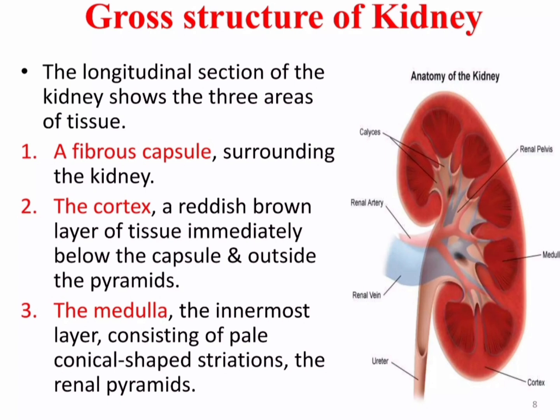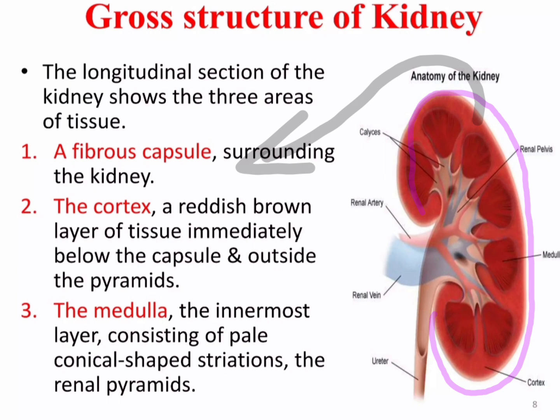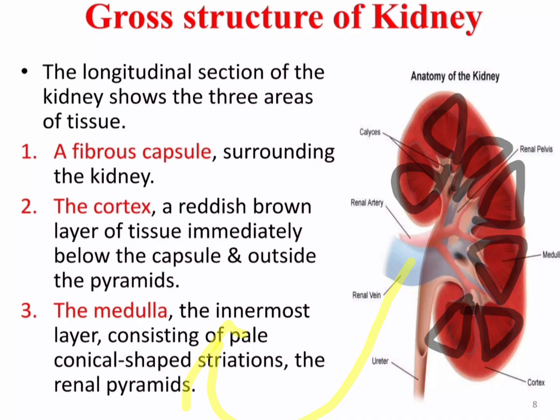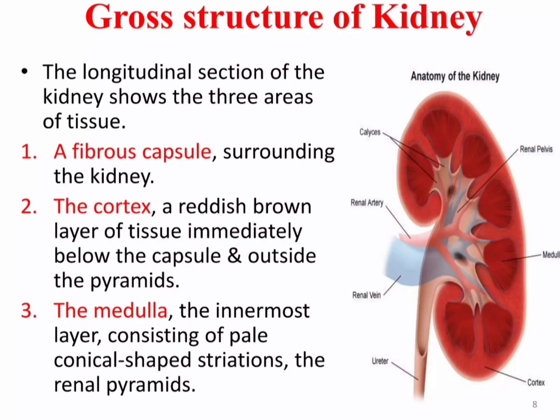So the outside that you see there is the fibrous capsule. The cortex is here, and the medulla is the triangular shapes that you see, the renal pyramids, which are called the medulla. So this is the anatomy of the kidney.